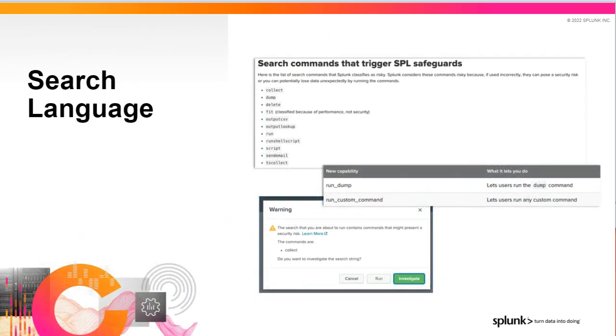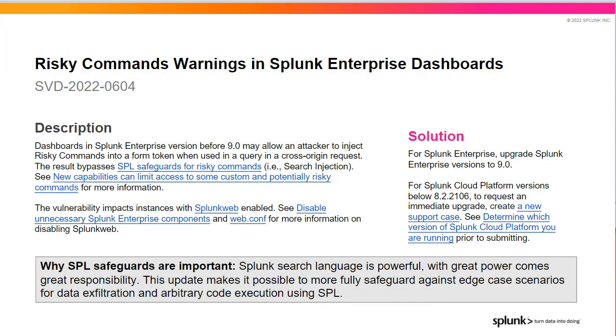And now we move to the last chunk of the security advisories concerning the search language. Now, as we all know, Splunk Search Language, or SPL, encompasses all the search commands and their functions, and is used both for data searching, filtering, manipulation, insertion, and deletion of your index data. Our last advisory concerns how SPL safeguards can be bypassed by dashboards in Splunk Enterprise versions prior to 9.0.